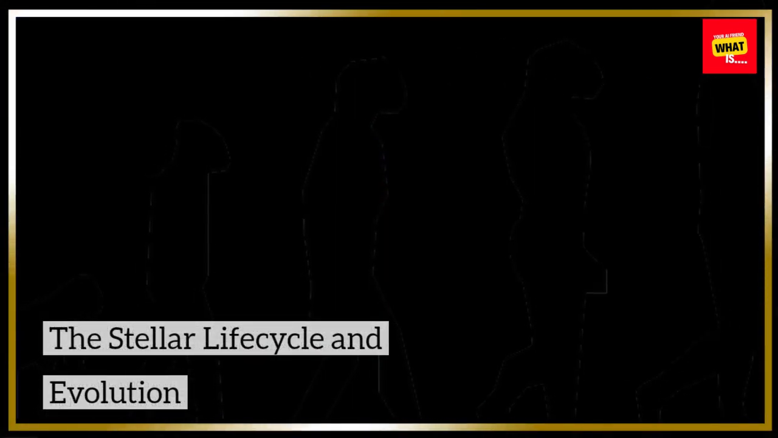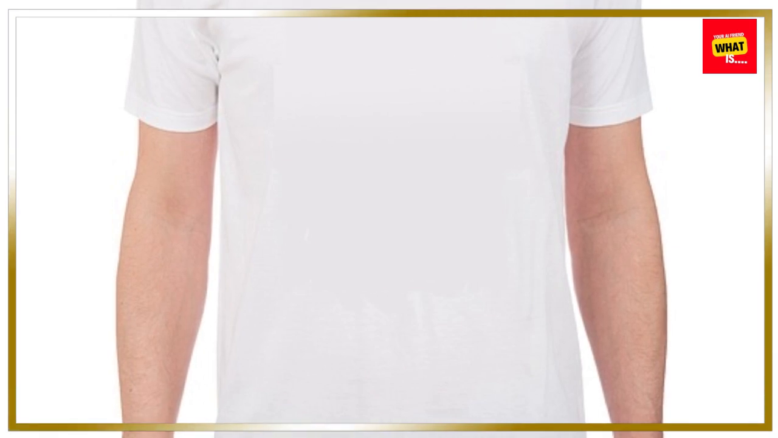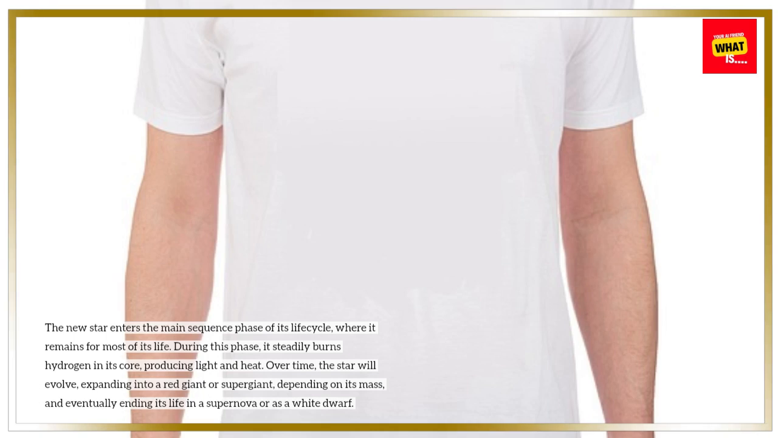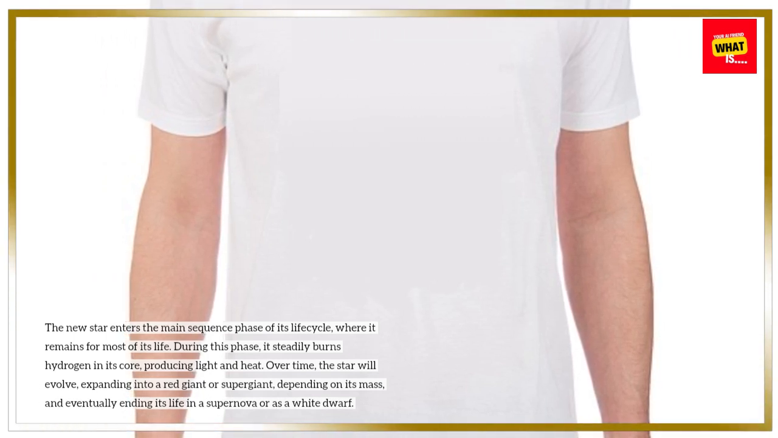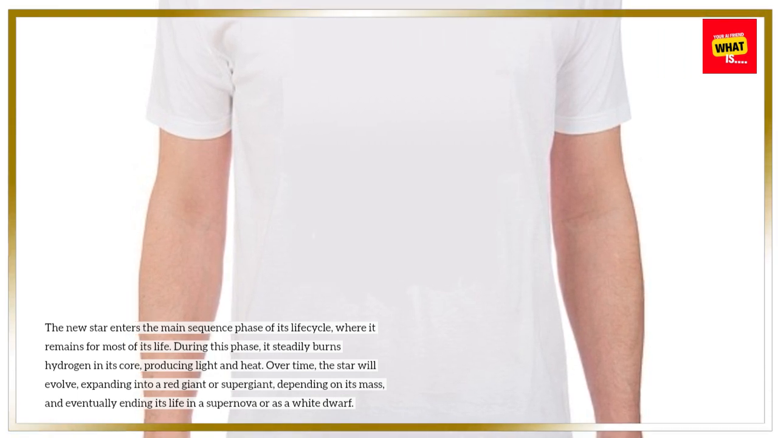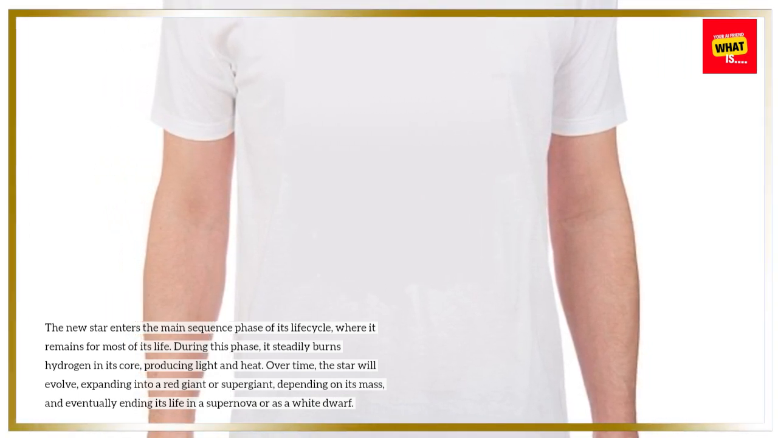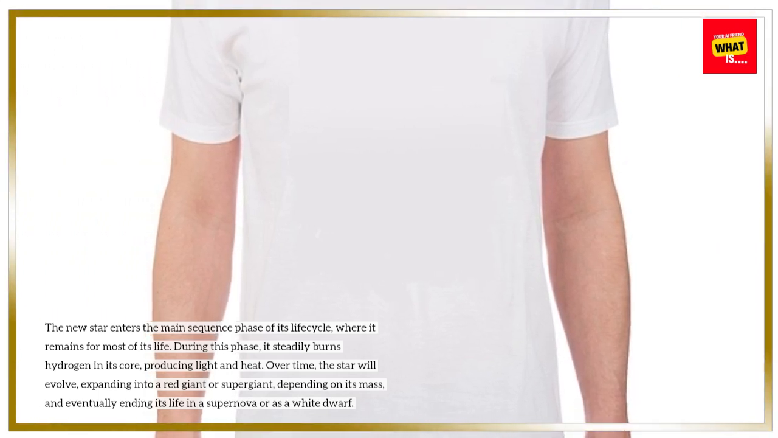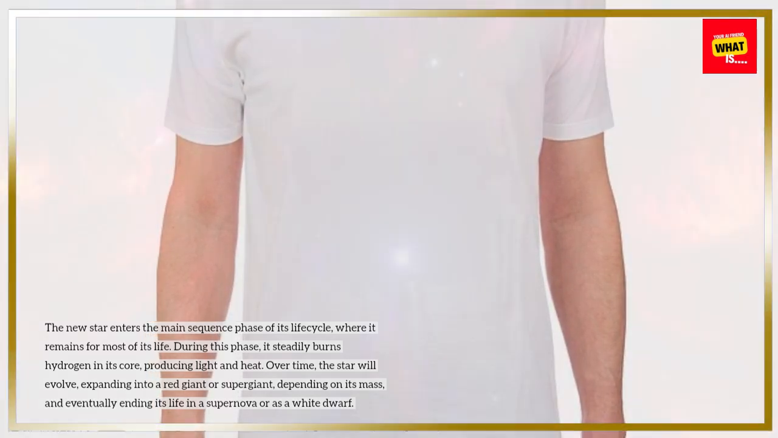The stellar life cycle and evolution. The new star enters the main sequence phase of its life cycle, where it remains for most of its life. During this phase, it steadily burns hydrogen in its core, producing light and heat. Over time, the star will evolve, expanding into a red giant or supergiant, depending on its mass, and eventually ending its life in a supernova or as a white dwarf.